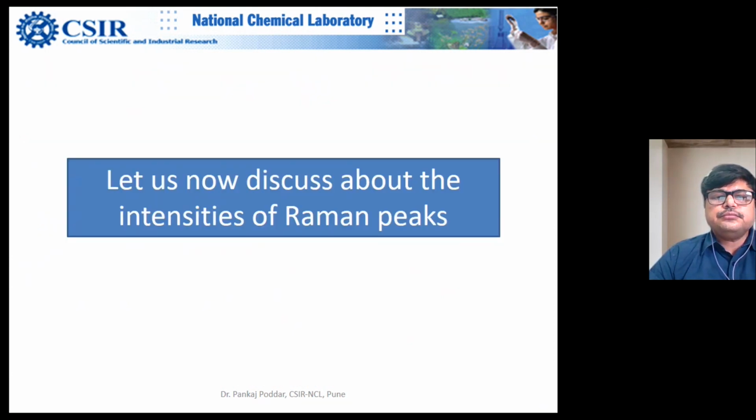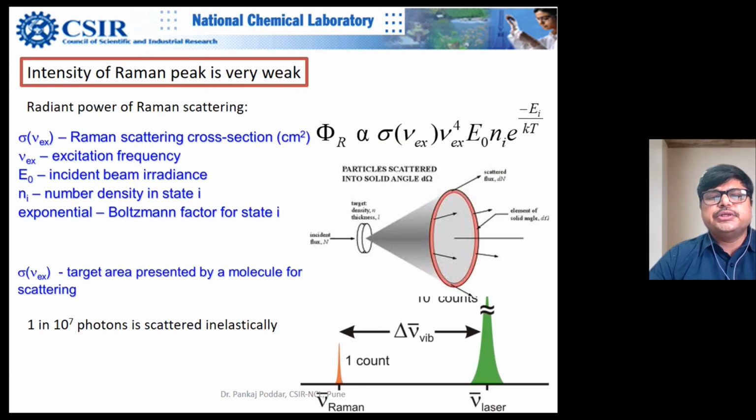So now let us discuss the next important point, which is about the problem with the Raman intensity peaks, because there was a huge challenge earlier. Out of 10 billion photons, typically only one photon gets Raman scattered, and that too, the scattering will be all around. It will not be in the forward direction. So there will be an angular distribution.